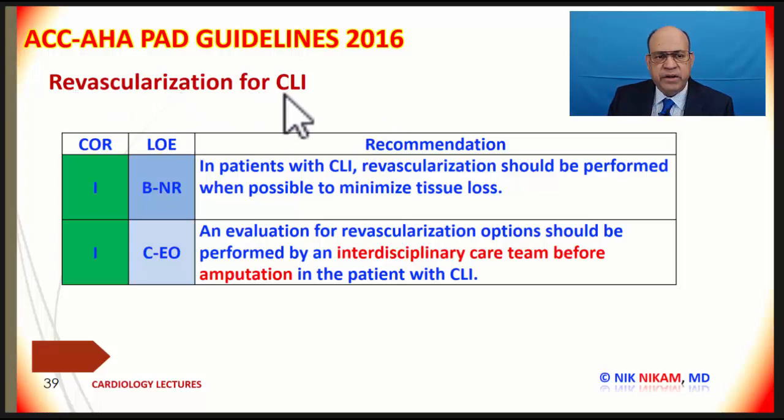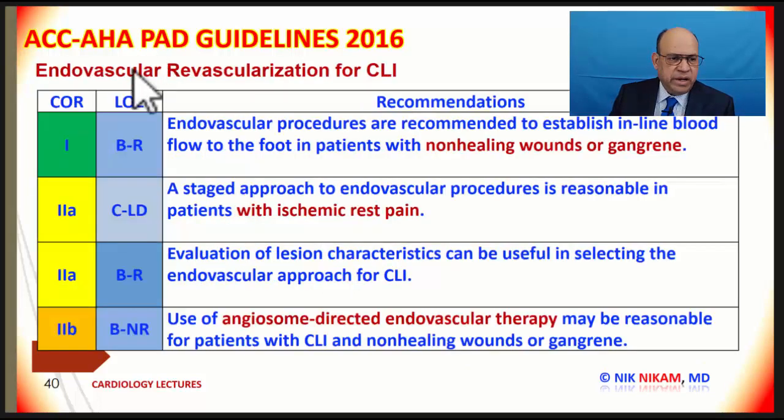Revascularization for chronic limb ischemia. In patients with chronic limb ischemia, revascularization should be performed when possible to minimize tissue loss. An evaluation for revascularization options should be performed by an interdisciplinary care team before any amputation is recommended for patients with chronic limb ischemia.